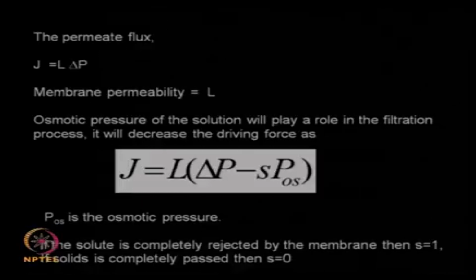So if the solutes are completely passed, then S will be equal to 0, because there is not going to be any buildup of osmotic pressure. If the solutes are completely rejected, that means the upstream concentration of the solute is much higher than the downstream concentration, then S will be equal to 1. Then you will have maximum osmotic pressure effect on the driving force. So the driving force gets reduced.